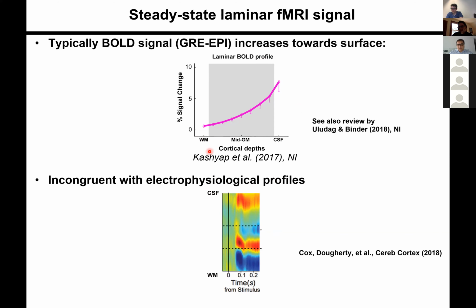One side remark: when we plot fMRI signal, white matter is often on the left and CSF on the right on the x-axis, or the other way around. In electrophysiology, CSF is on top and white matter is on the bottom. So just keep this in mind, and there are good arguments for all of these choices.